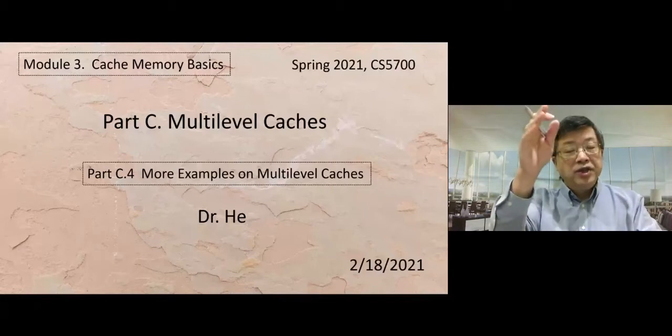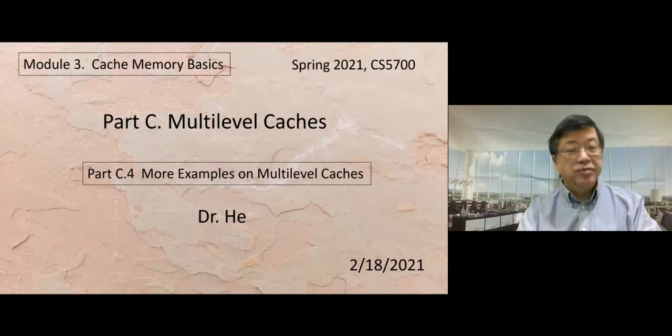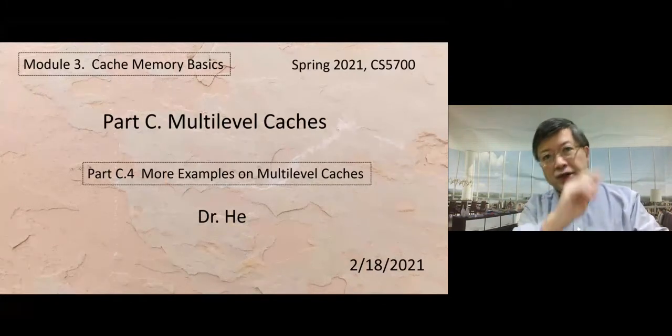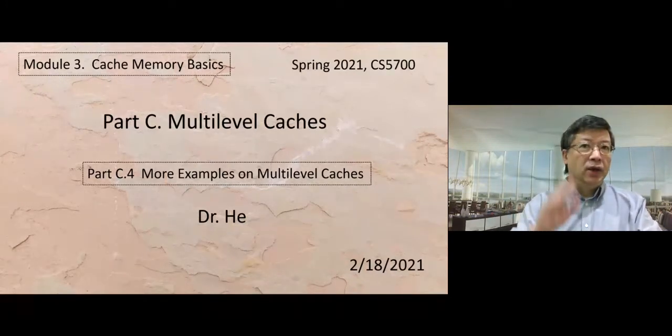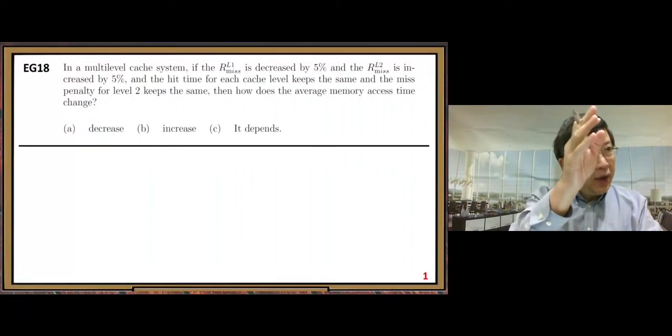C.4 More examples on multi-level caches. In this part, I will give you two more examples. All right, so the first one, example number 18.